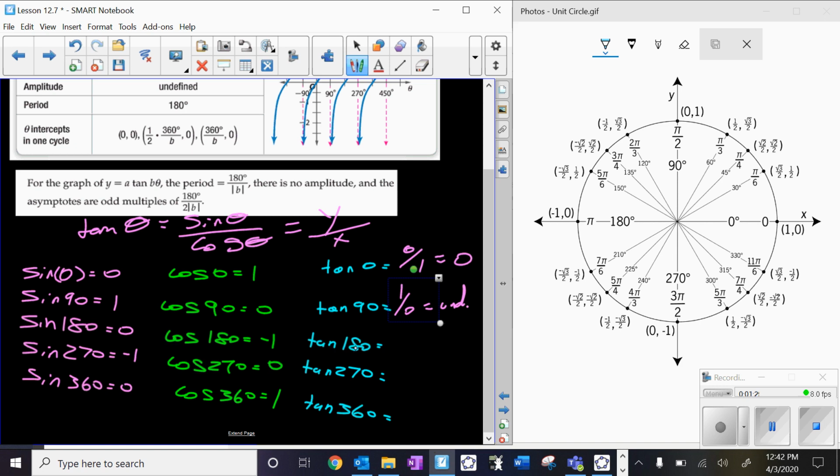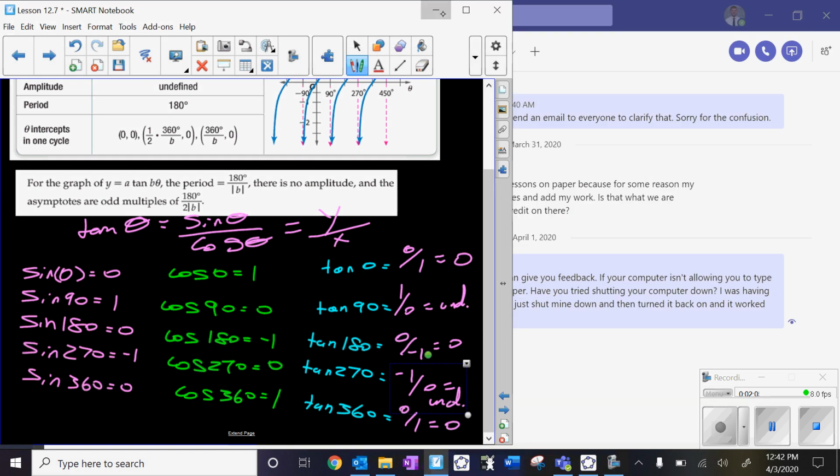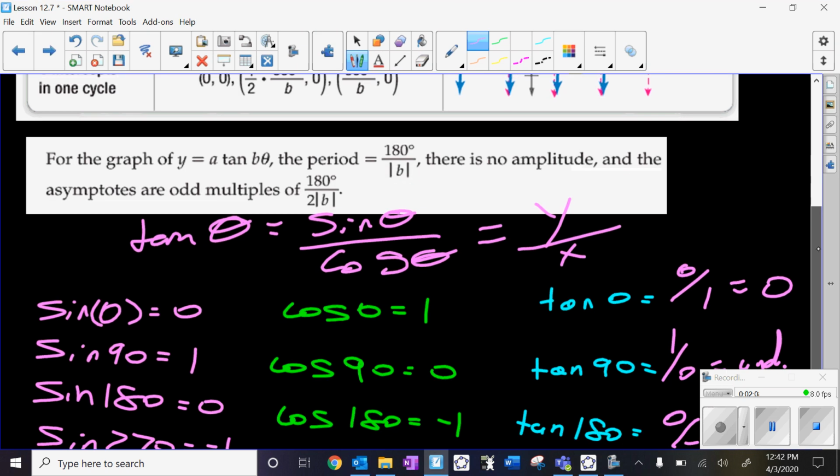At tangent of 180, we would have 0 over -1, which is 0. Tangent of 270, we'd have -1 over 0, which is undefined again. And then finally, tangent of 360 would be 0 over 1, which is 0. Okay, again, that all comes from your unit circle to come up with those values. So I'm going to get rid of this and try and explain what's going on here.